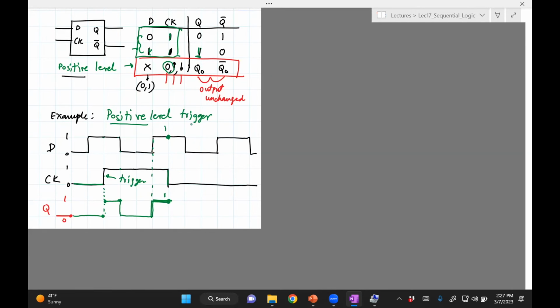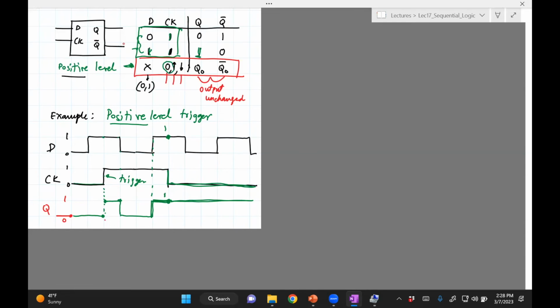It basically is row number 2. Okay, after that, the clock goes down, which means that for 0 or negative level, or CK equals 0, there will be no change in the output, as shown by row number 3. So this will remain like so. It will not go down, it will remain 1.